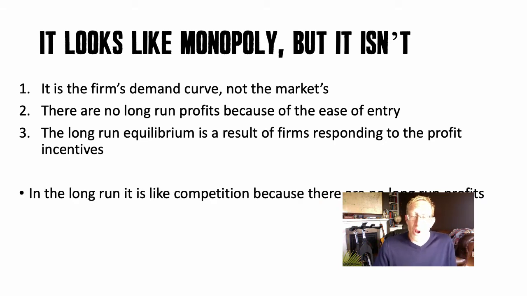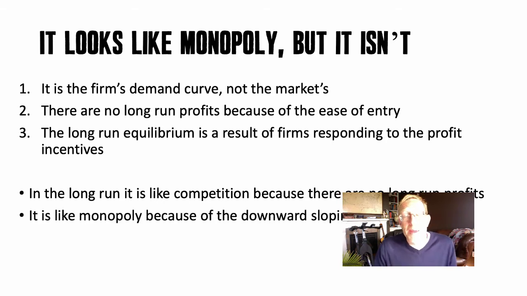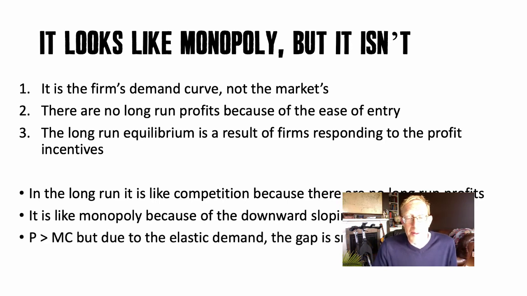That being said, the long run is clearly like competition because there are no long-run profits. It's like monopoly because of the downward sloping demand curve. Another reason that makes it like monopoly is that the price charged by the firm is going to be above the marginal cost. Now, in monopoly, that gap can be pretty big, but in monopolistic competition, because the demand curve is pretty elastic, the gap between price and marginal cost is not going to be very big at all.